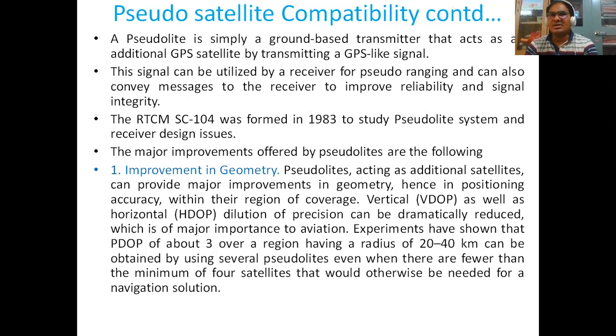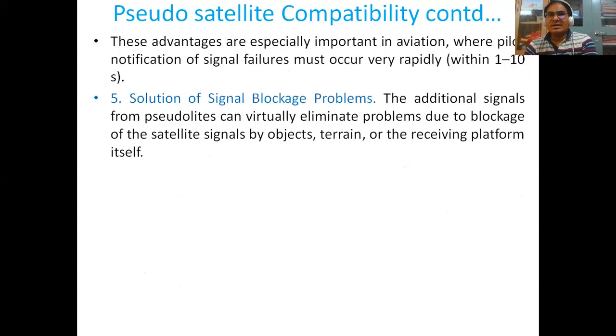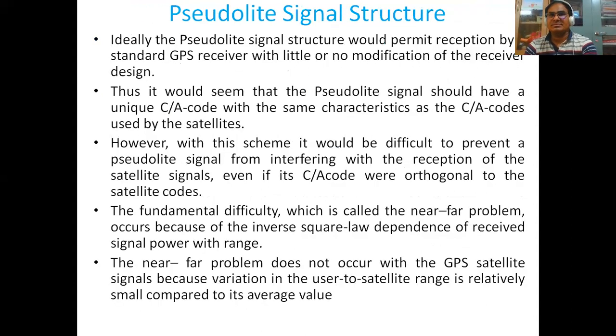So the major improvements that are offered by the pseudolites are improvement in the geometry, that is vertical dilution of precision and horizontal dilution of precision should be exactly optimal, that is good geometry should be there, improvement in the signal availability, inherent transmission of the differential corrections, and self-contained failure notification. If there is a failure in the process that is going on, that should be alarmed, that should be intimated, and solution of the signal blockage problems. If there is any signal blockage, that should be solved on time.